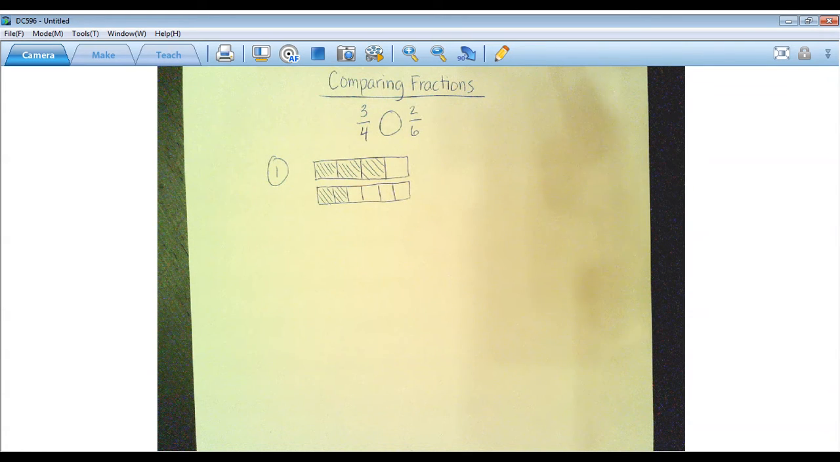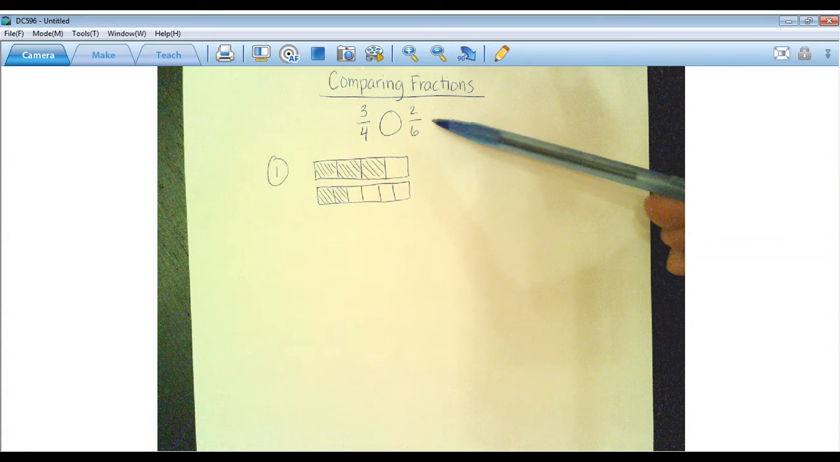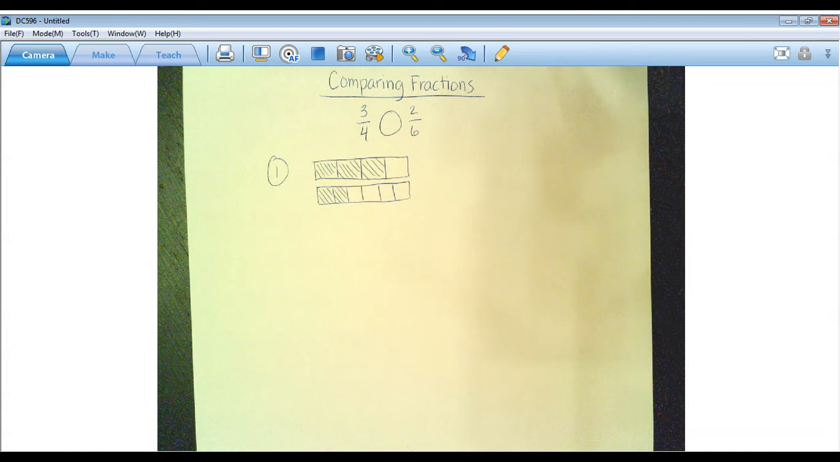So drawing a quick picture is a great strategy. It gets a little more complicated when your denominators are much larger, so you have a lot more pieces. Or if I were to draw like sevenths and eighths, because my picture would have to be very accurate. So one strategy, draw a quick picture.